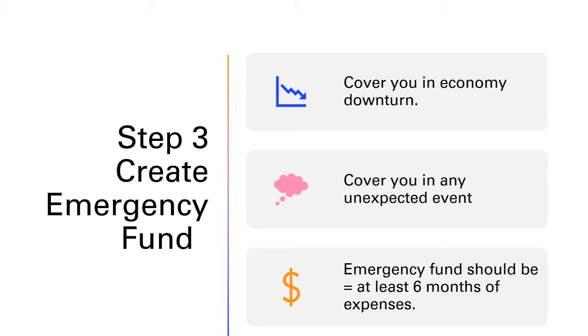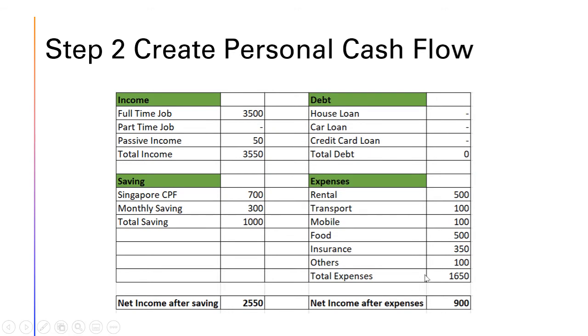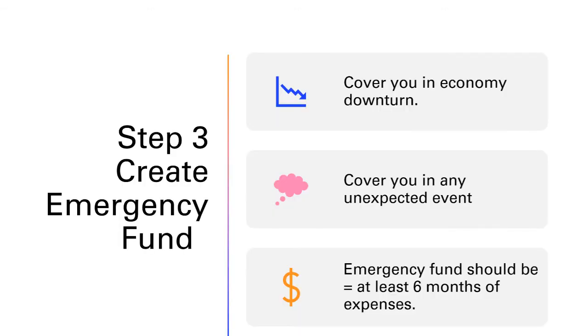So how much do you need for your emergency fund? Your emergency fund should be at least 6 months of your expenses. Of course, best is up to 2 years, but this is the minimum. Minimum you need 6 months of your expenses. For example, my expenses is about 1,650, so my emergency fund needs to be at least 6 months of my monthly expenses. After you create your emergency fund, then you can move on to the next step.